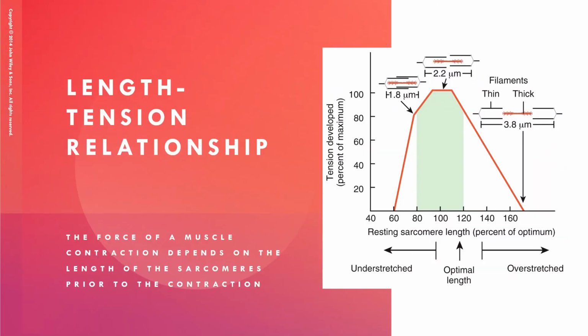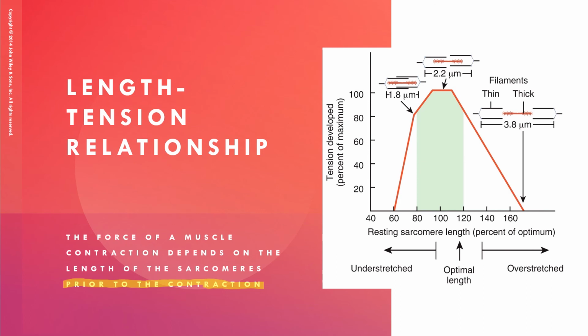So this figure here shows the length-tension relationship for skeletal muscle, and this indicates how the forcefulness of a muscle contraction depends on the length of the sarcomeres within a muscle before a contraction begins, so prior to the contraction. The resting sarcomere length is the most important thing when we're talking about the length-tension relationship, or how forcefully a muscle can contract.